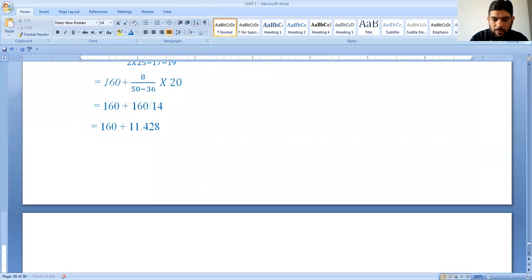So the answer, or we may say Z, is equal to 171.428. 160 plus 11.428 will be 171.428.